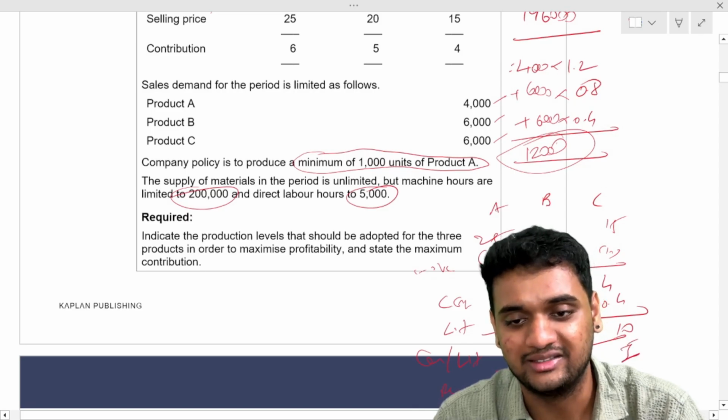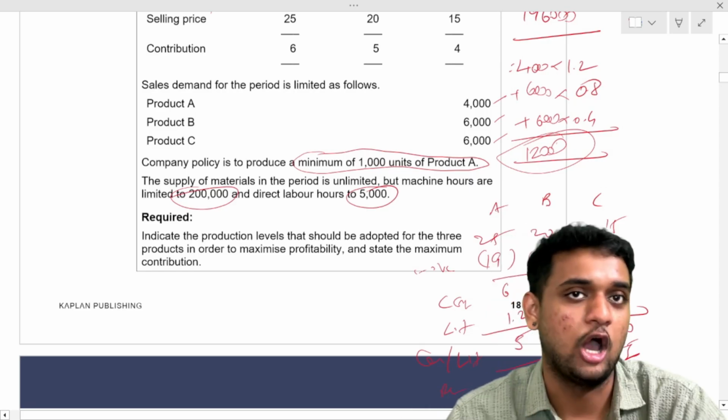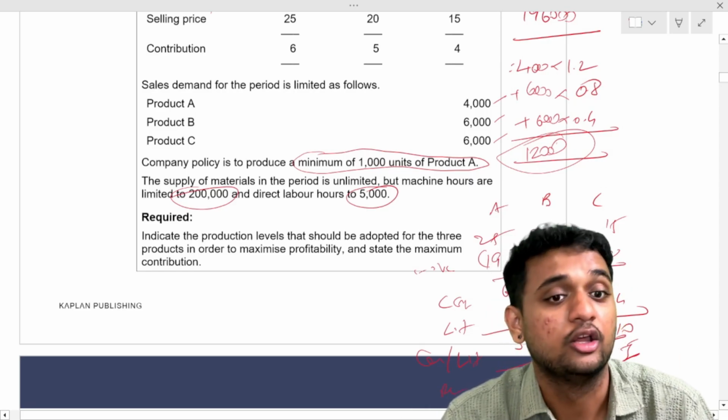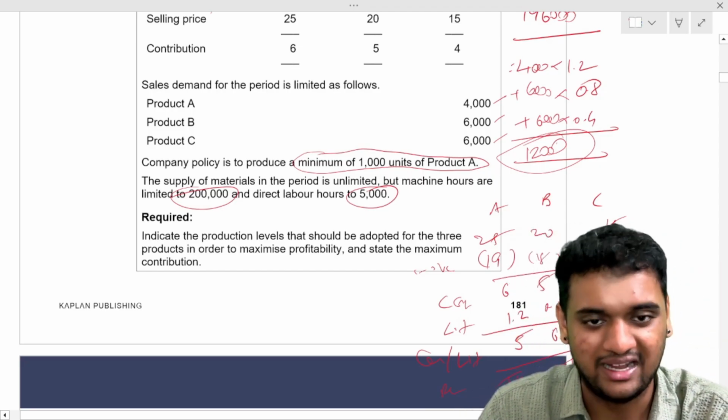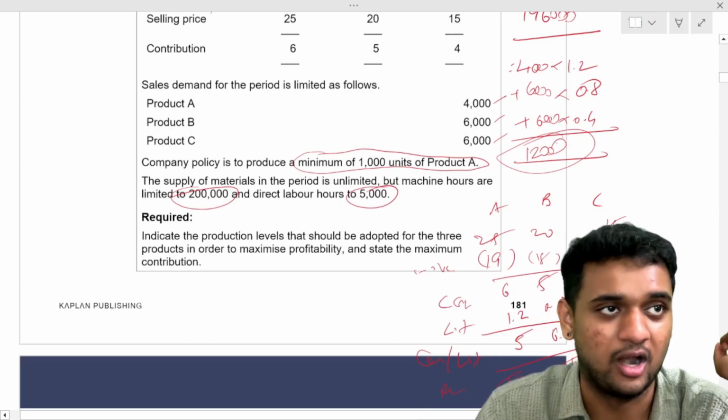First I will produce C, second I will produce D, third I will produce A. This is the order in which I will produce. But the question has clearly given, I don't care what you do, but first I need you to produce 1000 units of product A.